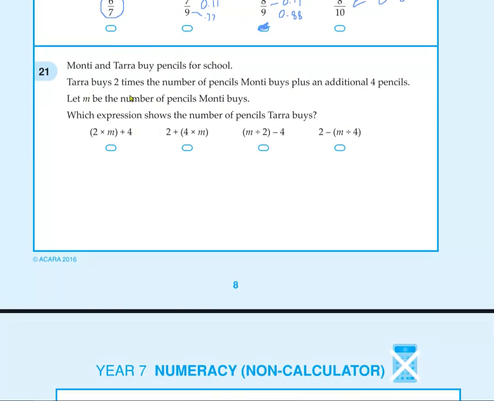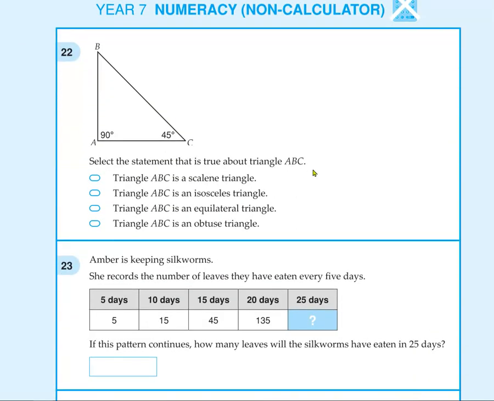Okay, Monty and Tara buy pencils for school. Tara buys twice the number Monty buys plus an additional 4. M is Monty. Which expression shows the number that she buys? So it would be T equals 2 times M plus 4. So whatever matches that. That's not 2 times Monty. That's 2 times Monty and 4. That's not. That's 1. Okay.